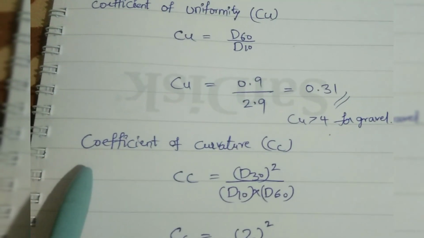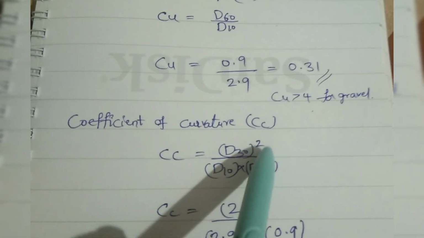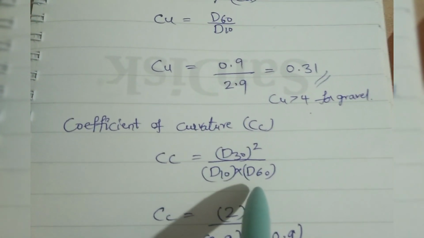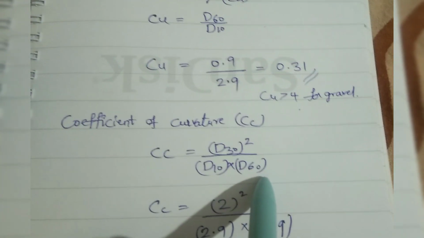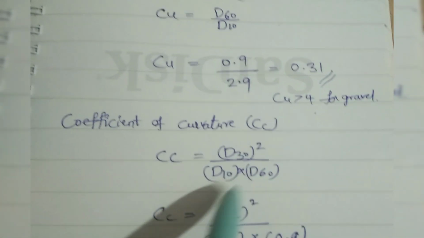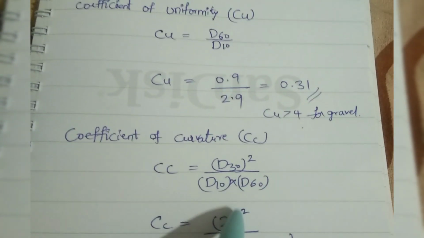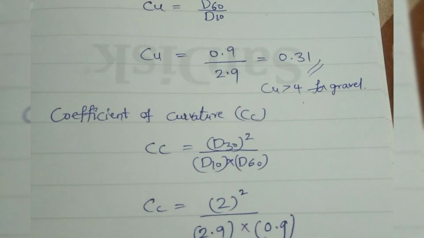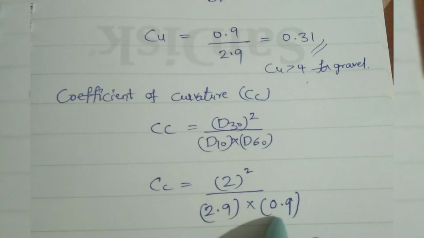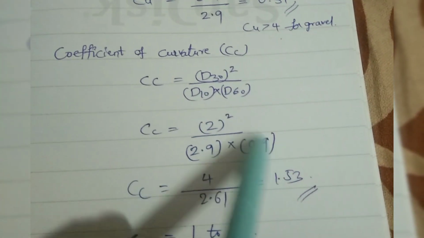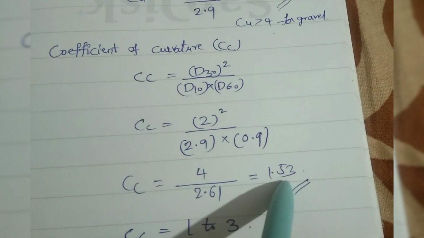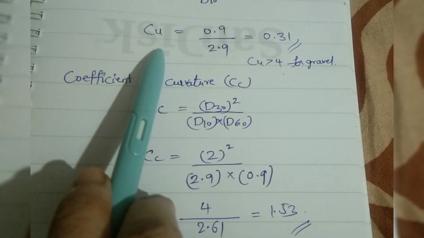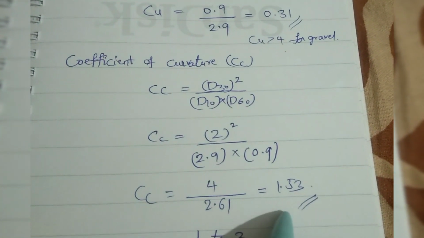Next, also find the coefficient of curvature, represented as Cc. Here Cc equals D30 squared divided by D10 multiplied by D60. This is the formula for finding the coefficient of curvature. Substitute the values: D30 is 2, D10 is 2.9 and D60 is 0.9. After calculating, the final value is 1.53. So these are the values: Cu is 0.31 and Cc is 1.53.